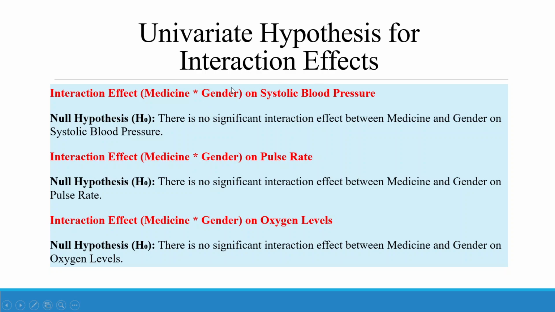Univariate hypothesis for interaction effects. This is just a hypothetical example for the learning purpose. So the interaction effect, medicine and gender on systolic blood pressure. There is no significant interaction effect between medicine and gender on systolic blood pressure. Next, for pulse rate, there is no significant interaction effect between medicine and gender on pulse rate. Next, for oxygen level, there is no significant interaction effect between medicine and gender on oxygen levels.